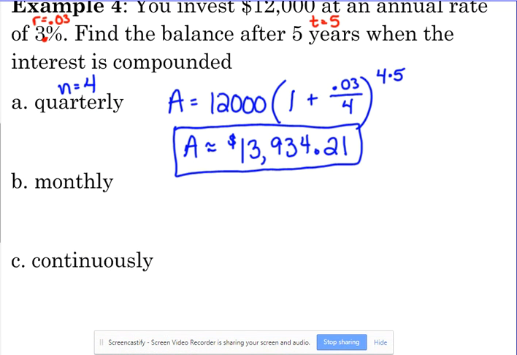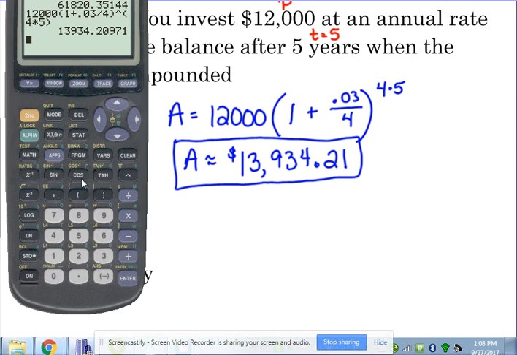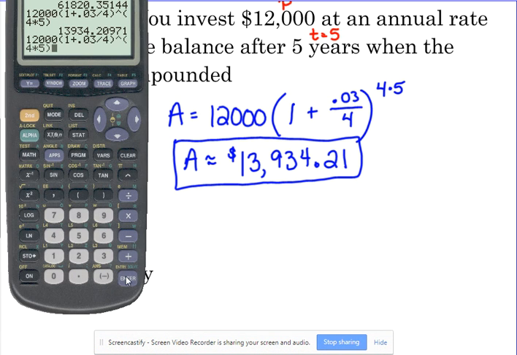Okay, so if we change this to monthly, the only thing in our equation here that changes is that N is equal to 12. So I'm not going to write this one out. I'm just going to go to my calculator, press second enter. That brings up the last thing I typed in. I'm going to change my 4 to a 12. I can overwrite and then press second delete, and it will let me insert the 2. The 4 is changing to a 12. It's still 5 years.